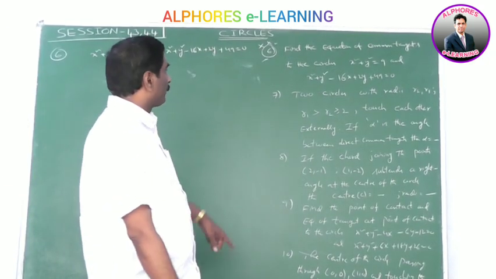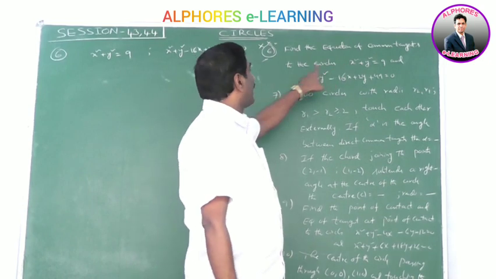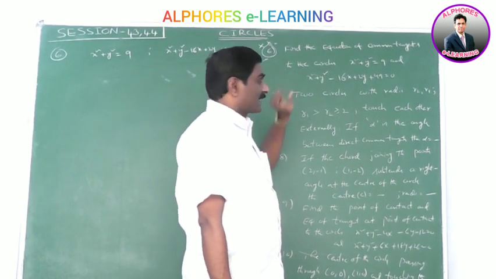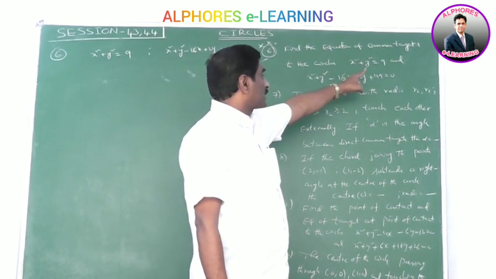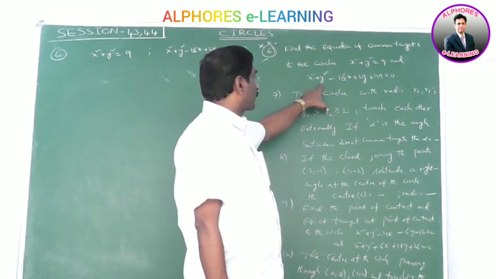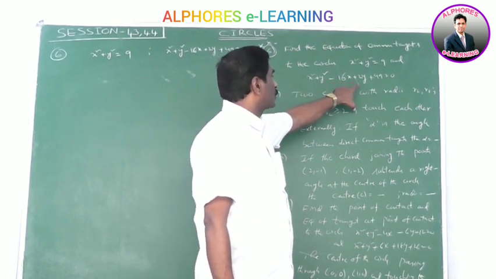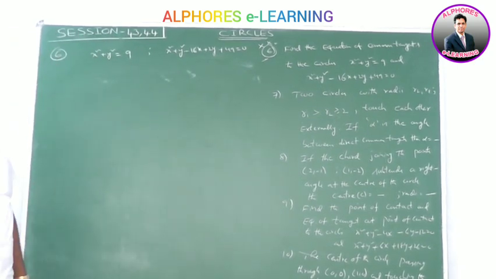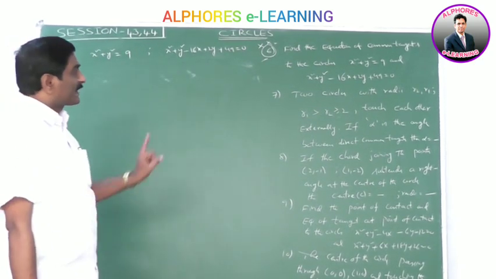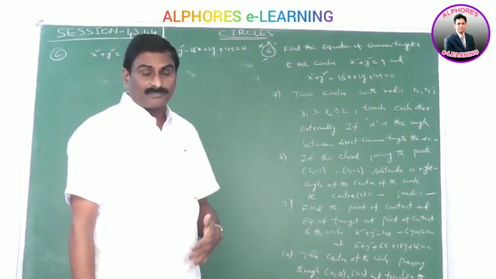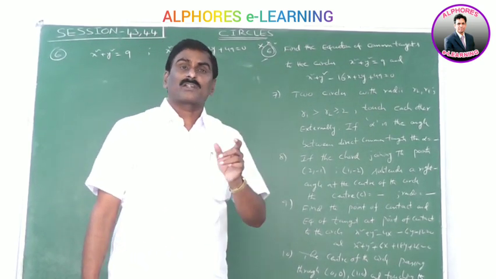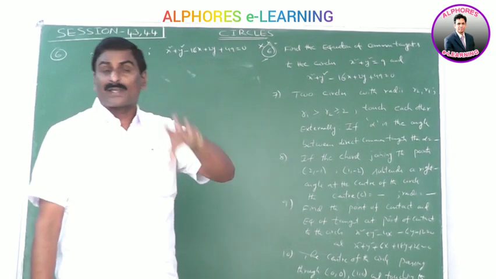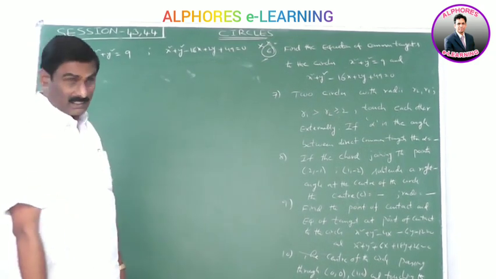Next, the sixth one. Find the equation of the common tangents to the circles x square plus y square is equal to 9 and x square plus y square minus 16x plus 2y plus 49 is equal to 0. In this case, we find the equation of the common tangents. To find the equation of the common tangents, first we identify the relative positions of the circles.